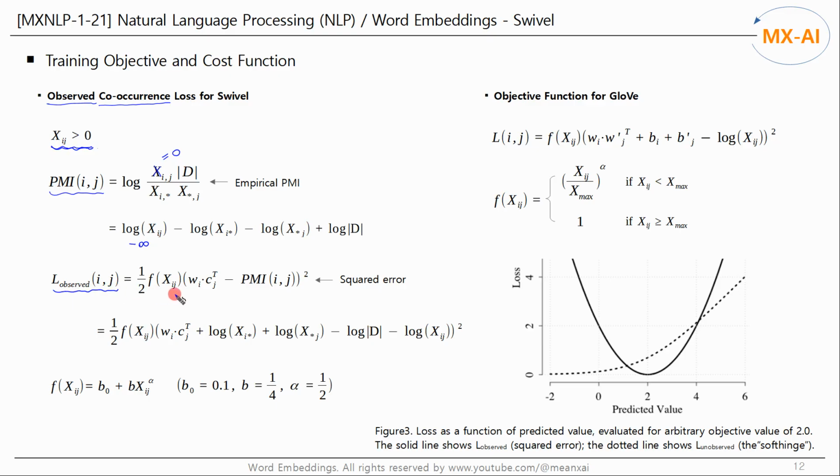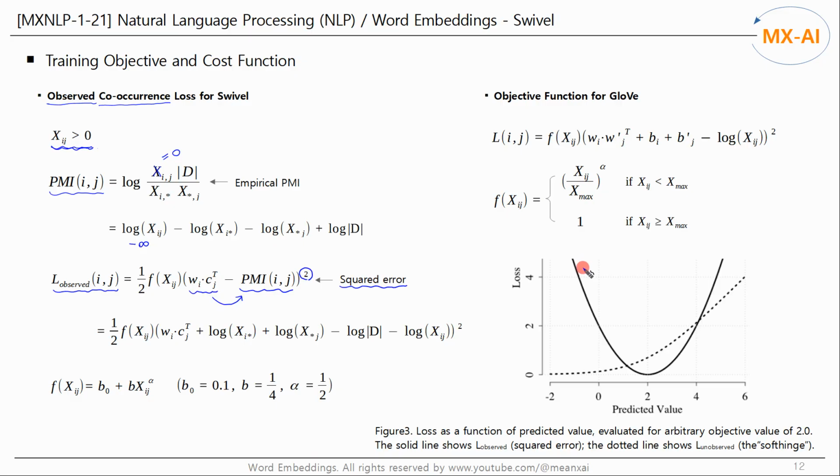The observed loss has the following form. We take the dot product of the word embedding wi and the context embedding cj and compare it with the observed PMI value. We then square the difference. So this is essentially a standard squared error loss. In other words, the model is trained to make the dot product of the two embeddings close to the PMI of the word pair.